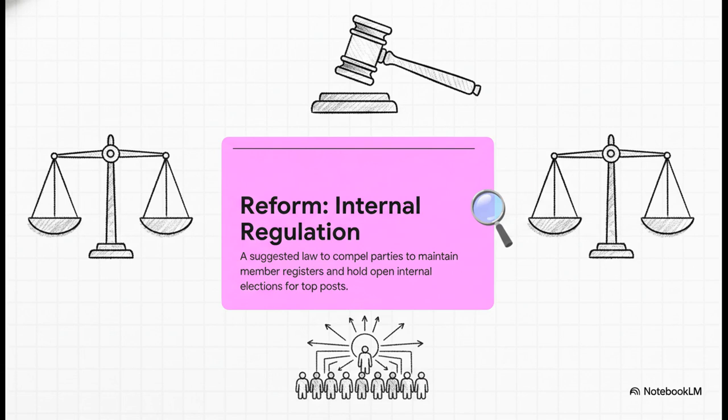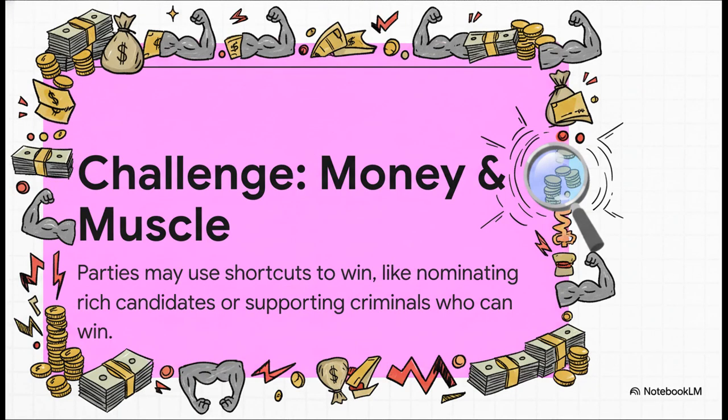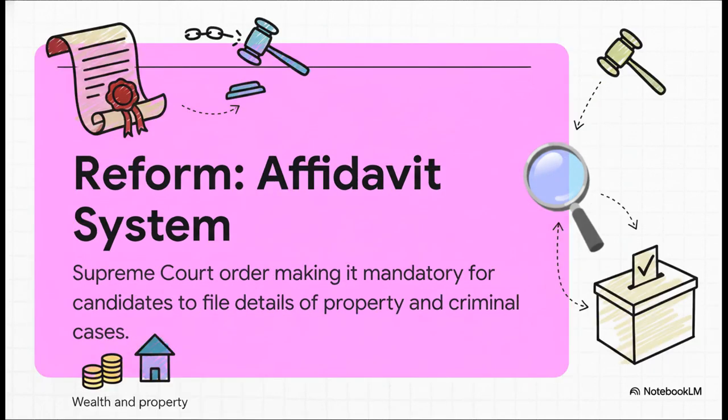Well, the proposed solution is to pass a law that makes it compulsory for parties to be more transparent and democratic internally. The second big challenge is the growing influence of money and sometimes even muscle power in politics, especially during elections. A key reform to tackle this problem is the mandatory affidavit system. This was an order by the Supreme Court, and it makes information about a candidate's wealth and criminal background available to the public.